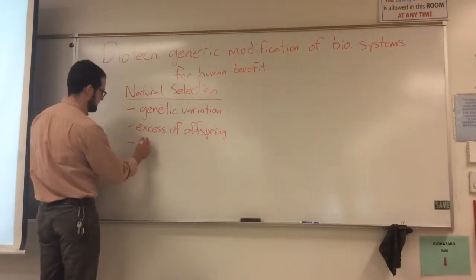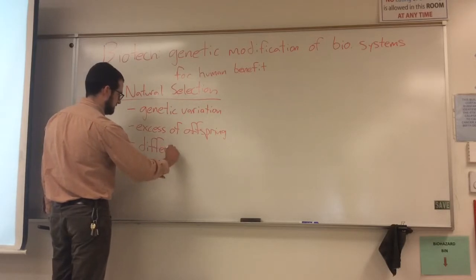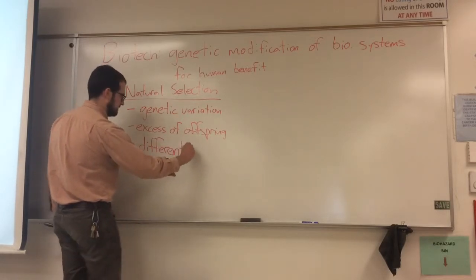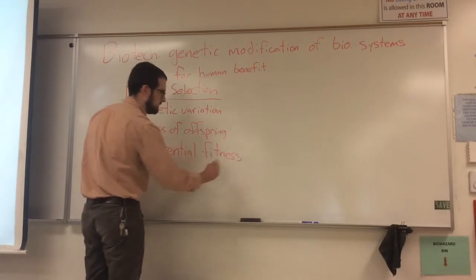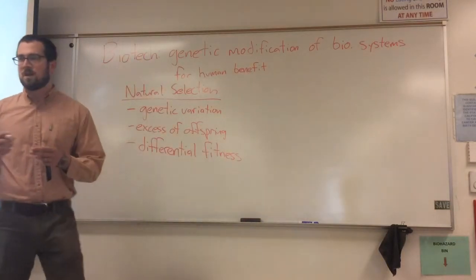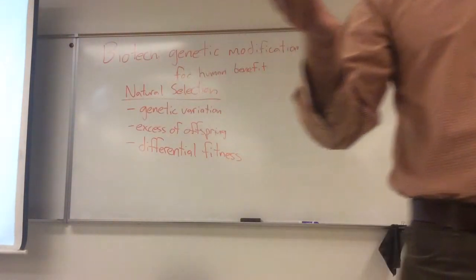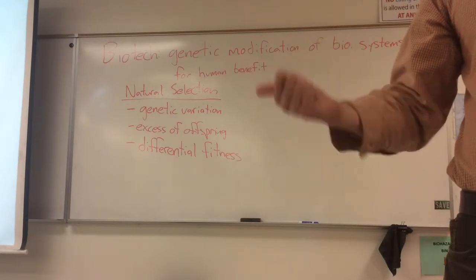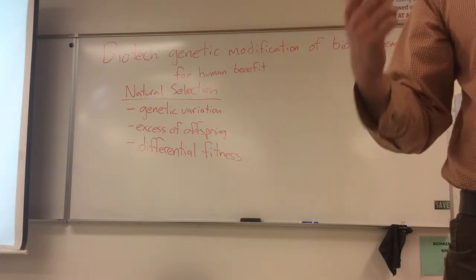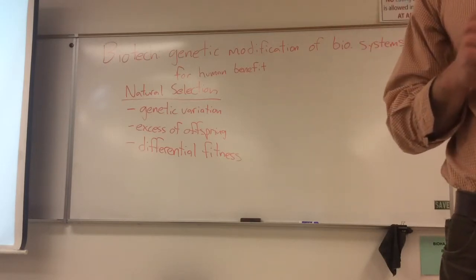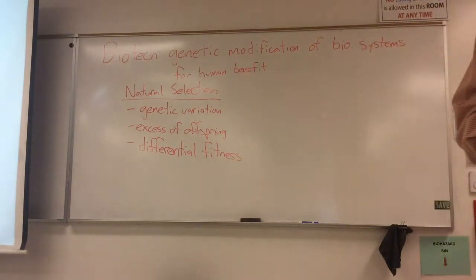So then the last requirement is going to be differential fitness. So that means that organisms that have certain genes, if we think about the toothpick example, the ones that were the same color as the grass, those had an advantage because you couldn't see them as well and eat them, right? So these are the three requirements for natural selection.